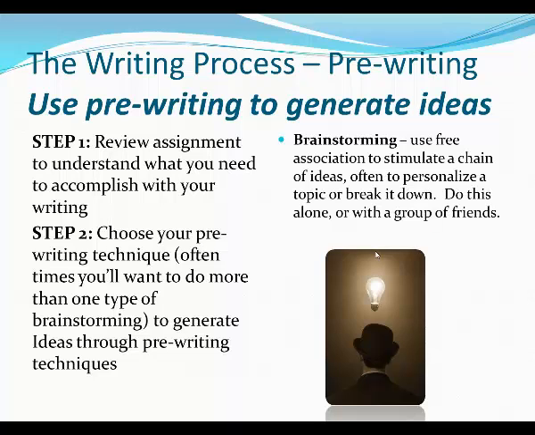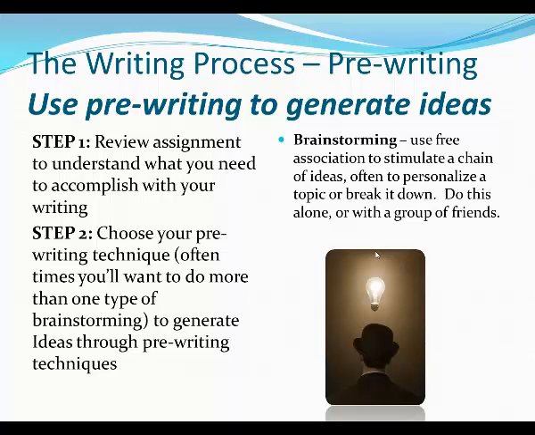The first thing you do whenever you're given an assignment in this class or any other class is review the assignment to understand what you need to accomplish with your writing. Step 2 is to choose your pre-writing technique. Oftentimes you're going to want to do more than one type of pre-writing. You do this as a way to generate ideas in order to figure out what you're going to talk about in your paper.